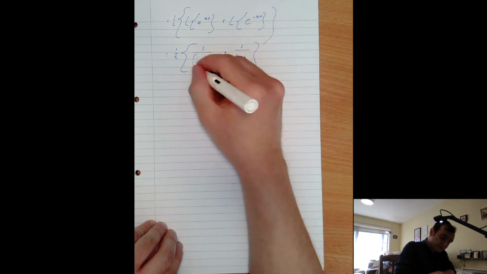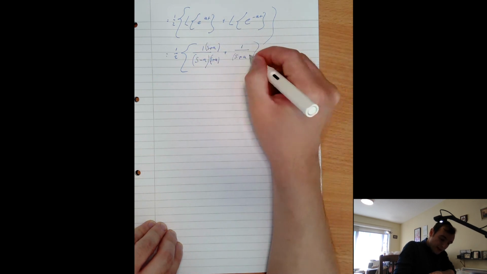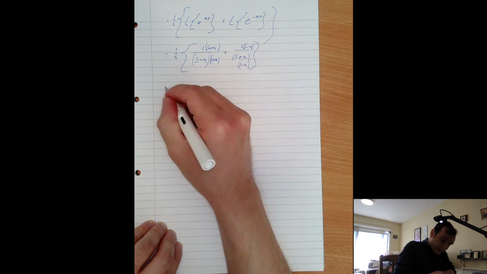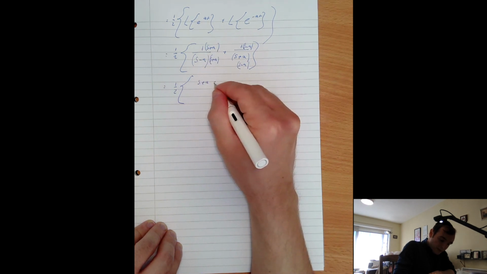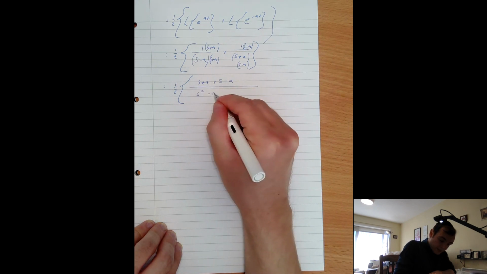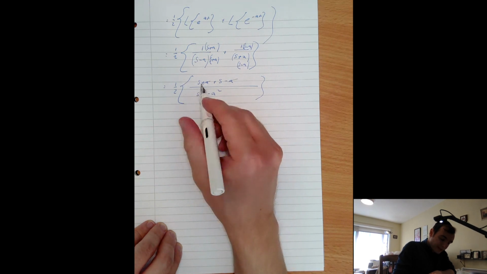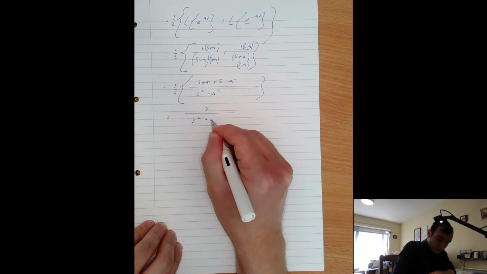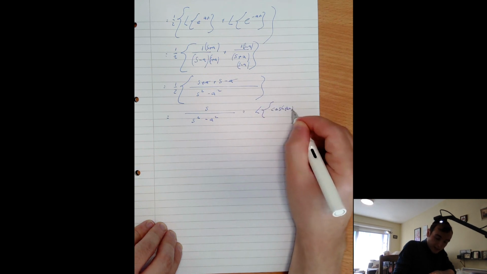Same process again. So if we multiply this by s plus a and s plus a, and we do the same over here of s minus a and s minus a, we end up with half of s plus a plus s minus a on s squared minus a squared. The a's will cancel. So we're left with 2s on the top. That's going to cancel with a 2. So we're going to be left with s on s squared minus a squared, which equals the Laplace transform of the cosh at hyperbolic function.